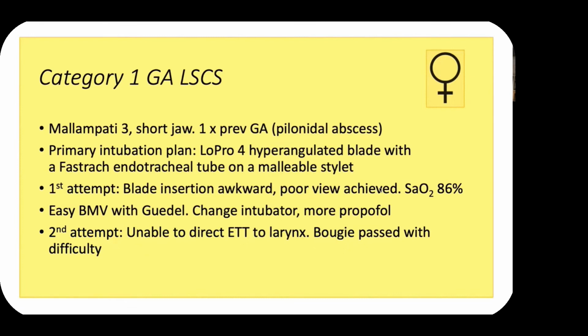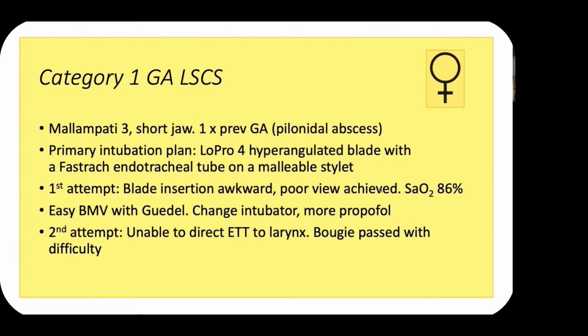The second case was a category 1 caesarean section that was managed by two trainees who were midway through their training. On airway assessment, it was judged that the patient might be difficult to intubate based on the combination of having a short jaw and being Mallampati 3. The primary intubation plan was to use a LoPro 4 blade with a fast track endotracheal tube mounted on a malleable stylet.